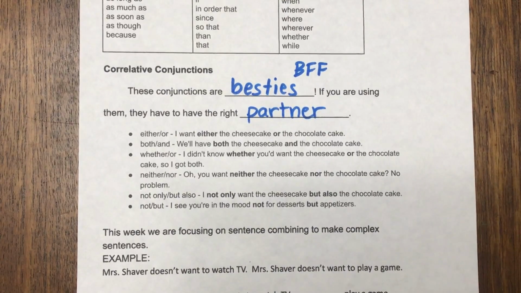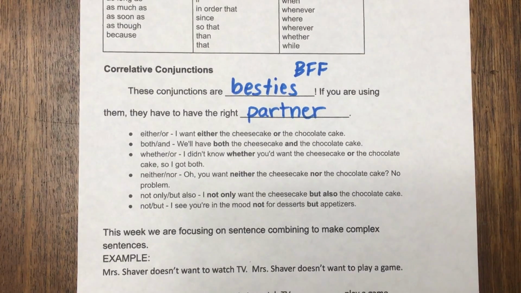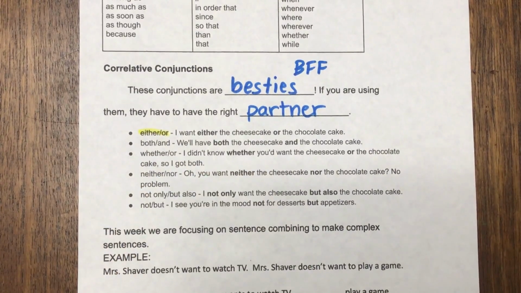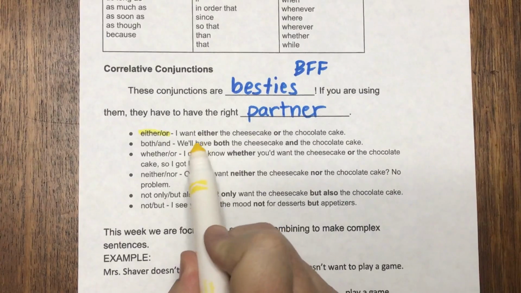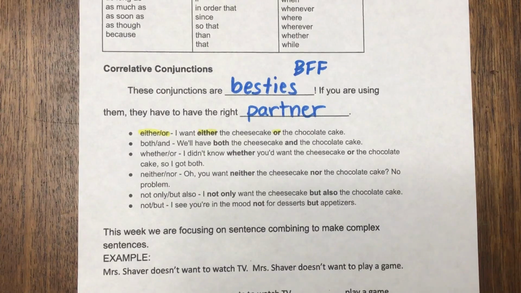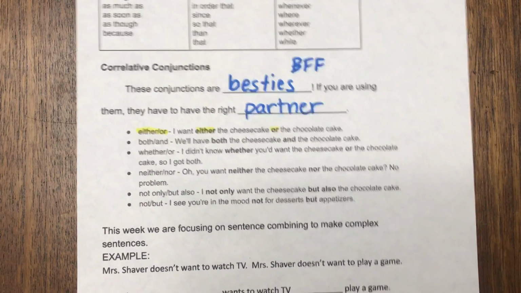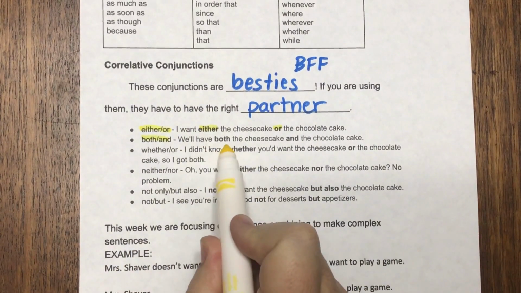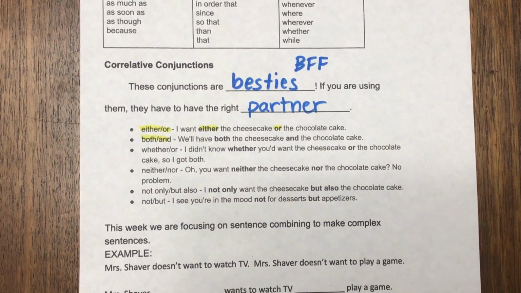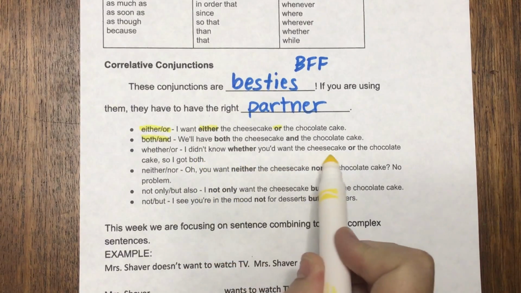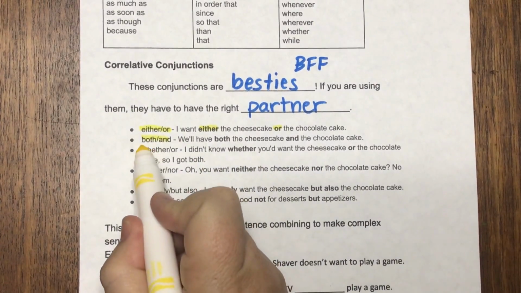So for example, we can see some partners right here. I'm going to highlight them so that you can see where I'm at. We have either and or. Either and or are partnered together. So look at how they use it in the sentence. I want either the cheesecake or the chocolate cake. Then we have both and. We'll have both the cheesecake and the chocolate cake. Then we have whether or. I didn't know whether you'd like the cheesecake or the chocolate cake, so I got both.